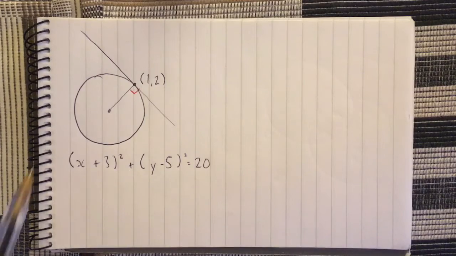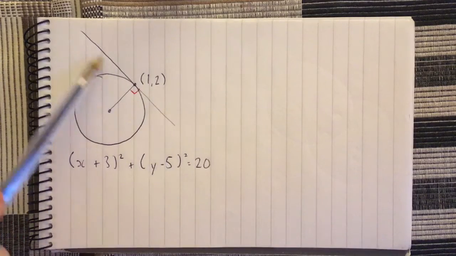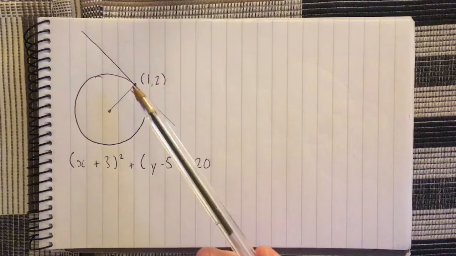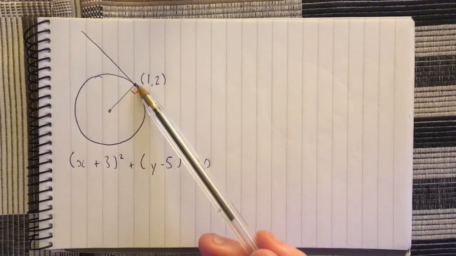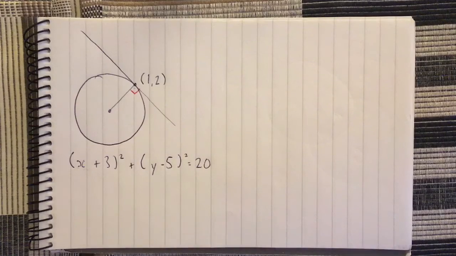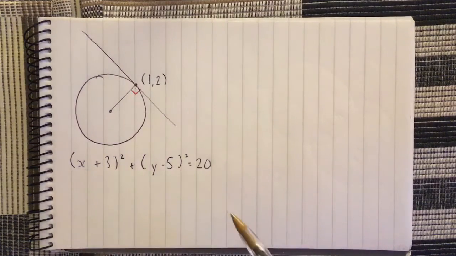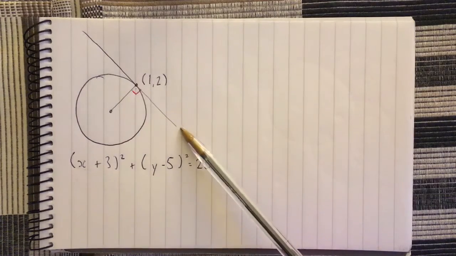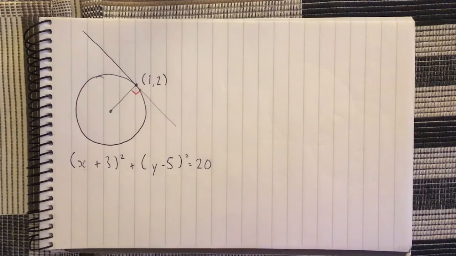So let's say I'm asked to find the equation of this tangent here. Okay, so it's a tangent to this circle at the point (1, 2), and here's the equation of that circle. So to get the equation of a line, you need the slope of the line and you need a point on the line.